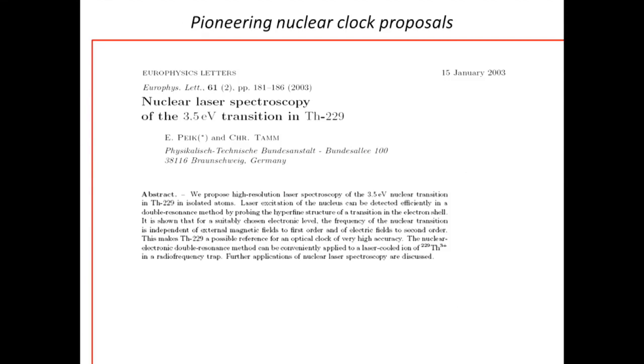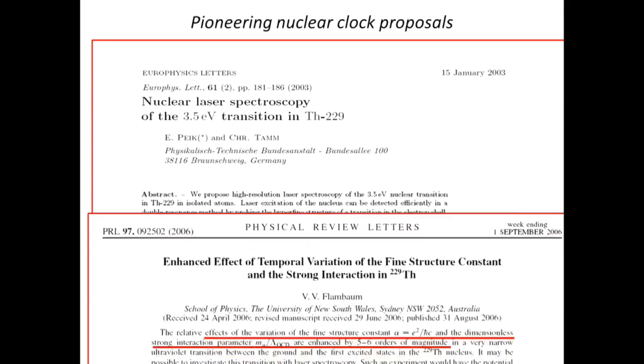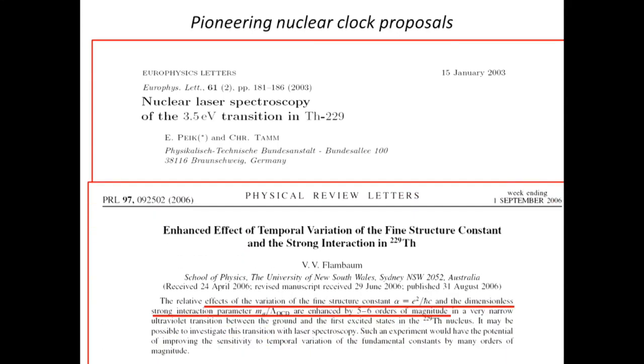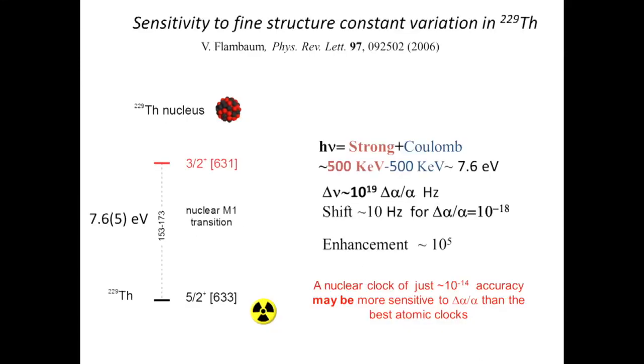And a lot of interest in thorium was also stimulated by a couple of important papers. The first, by Pike and Tam in 2003, proposed to employ this nuclear transition as a clock. In particular, they proposed to use a triply charged thorium ion as a setting for a single ion clock. And in 2006, Victor Flambaum argued that this nuclear transition might be 5 to 6 orders of magnitude more sensitive to temporal variation of the fine structure constant and of the strong interaction constant. That is something that really stimulated a lot of interest here.